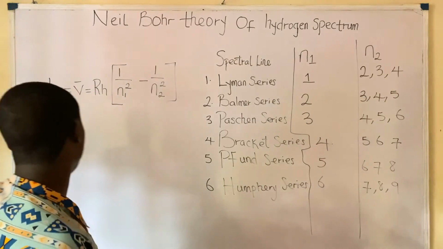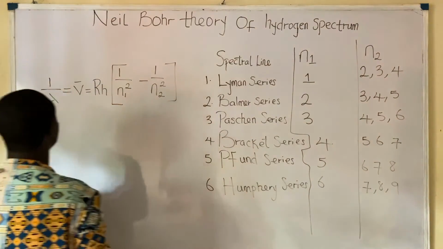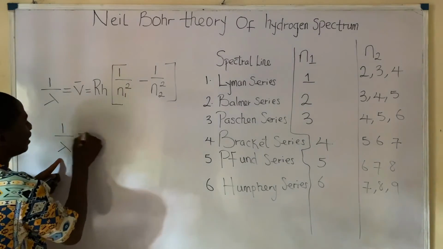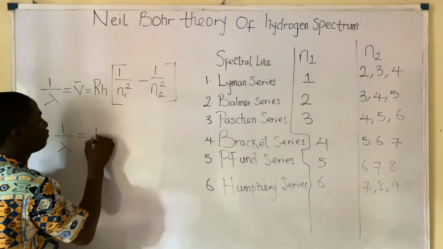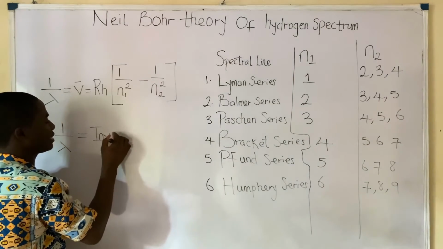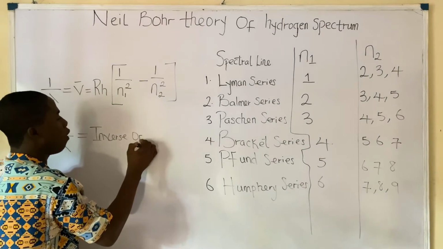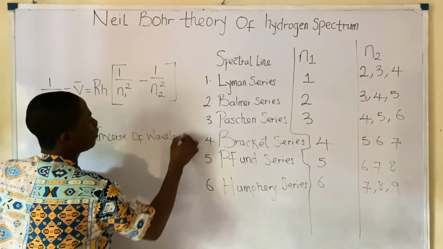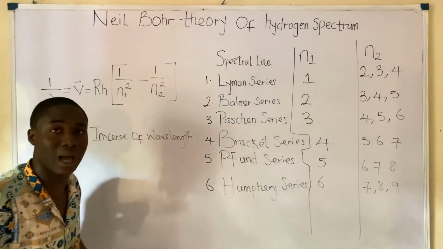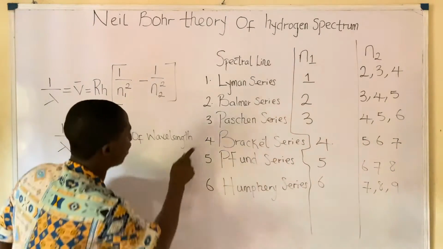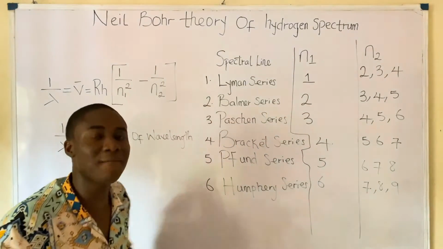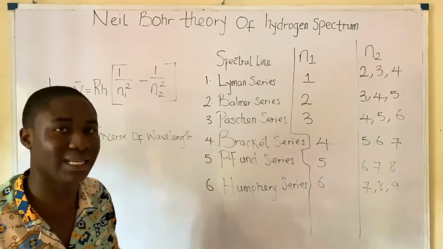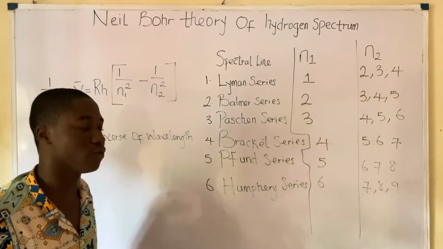Very easy. It must be noted here that this one we are seeing as 1 over lambda is basically referred to as the inverse of wavelength. Okay, inverse of what? Wavelength. Because in the questions to be asked, they will ask you to calculate for wavelength. So after we've gotten the inverse of wavelength, we'll solve for wavelength to be precise. They are all very easy when I start solving practice questions.